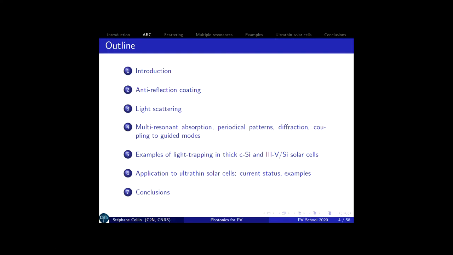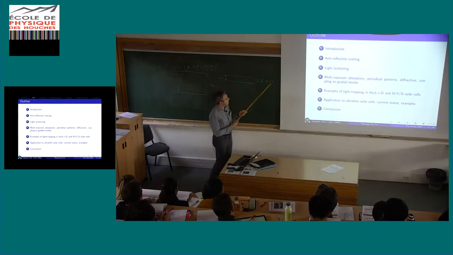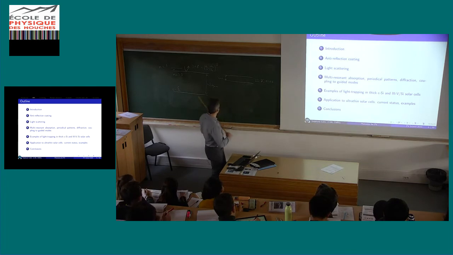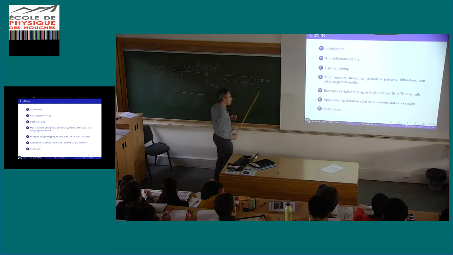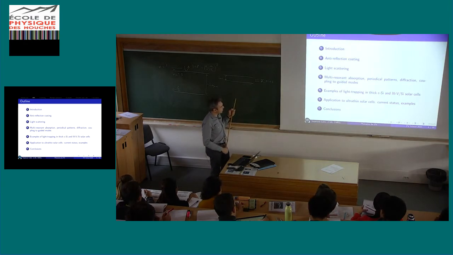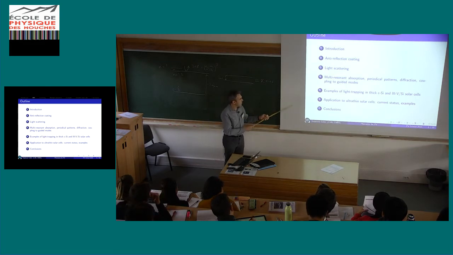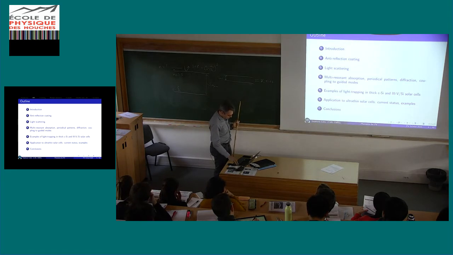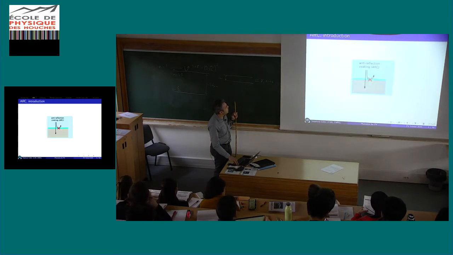So this is the outline of my talk. We will first deal with anti-reflection coating, then light scattering to increase the optical path in this layer, and other ways to increase light absorption through multi-resonant strategies. And we'll discuss some examples of light trapping in various devices, and we'll see what we have time to discuss.